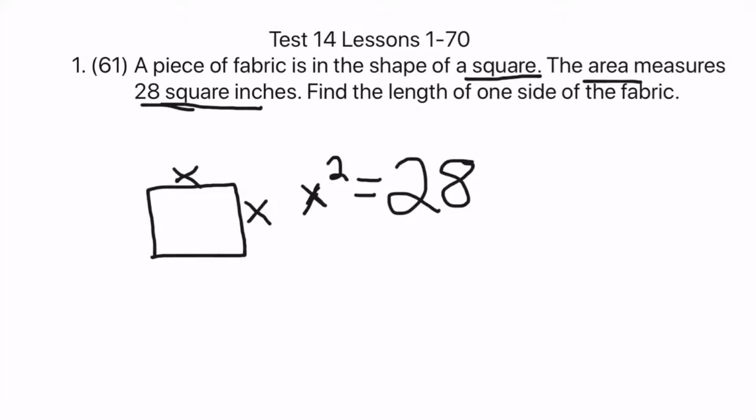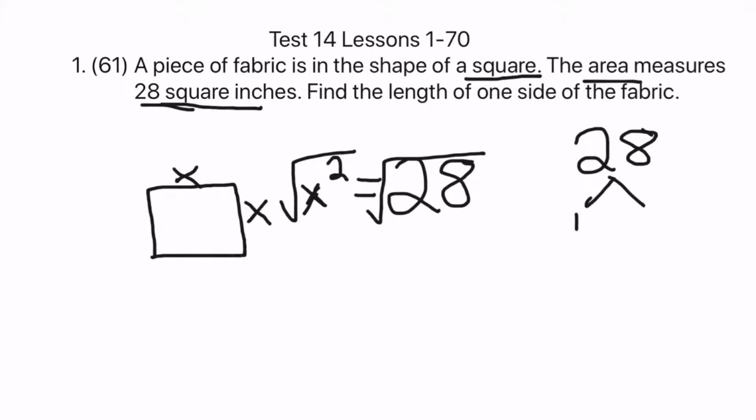So if we want to go back and find the original side length, we need to take the square root of that area. Now we know that 28 is not a perfect square, so we're just going to have to simplify this as much as we can. So we could break down 28 into its prime factors. I know some of my students like to make a factor tree. So we could do 4 and 7, and then 2 and 2.